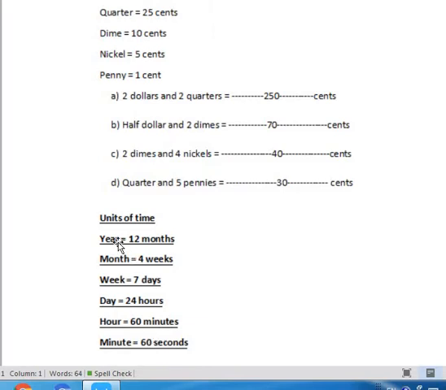When I convert from a larger unit, or greater unit, to a smaller unit, I multiply. If I want to convert from a smaller unit to a larger unit, what should I do? I divide. Don't forget this point.